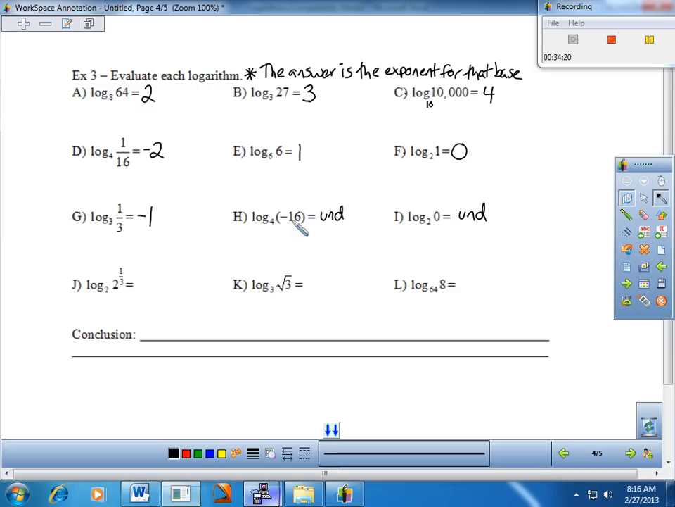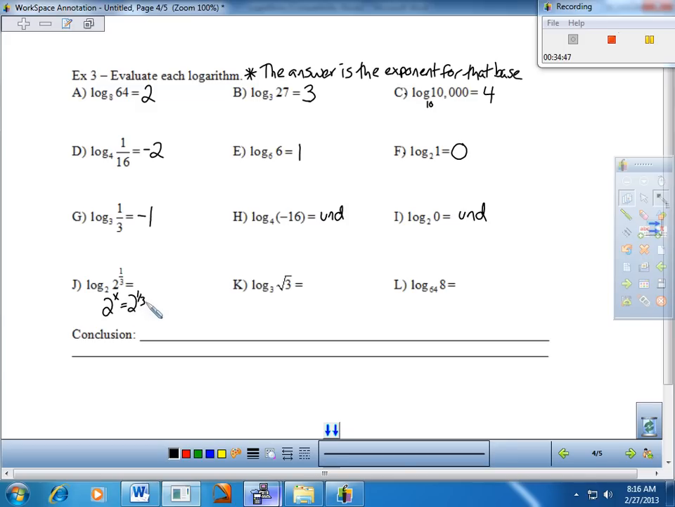Can I take the logarithm of a negative? No. Can I take the logarithm of 0? No. Okay, let's move it along. J, K, and L. Log base 2 of 2 to the 1/3. So I guess what you're asking yourself is 2 raised to the what is equal to 2 to the 1/3. I'm going to need to see that. 2 raised to the what is equal to 2 to the 1/3.